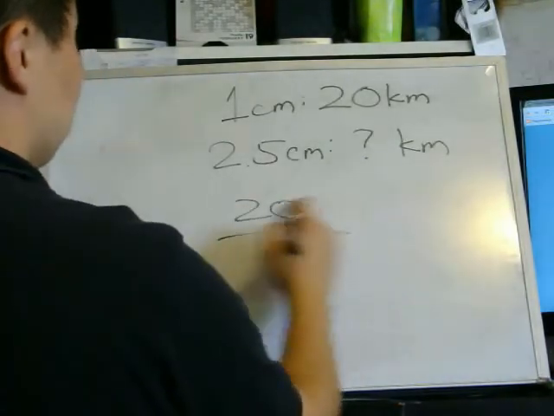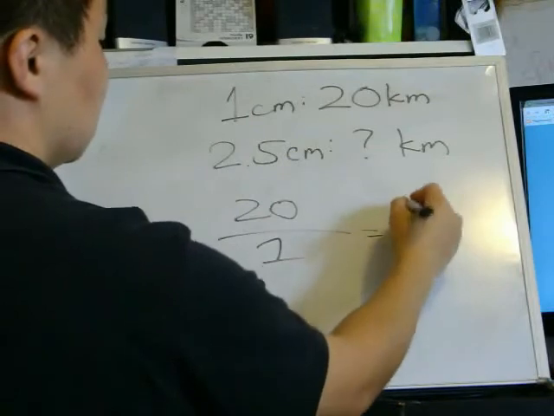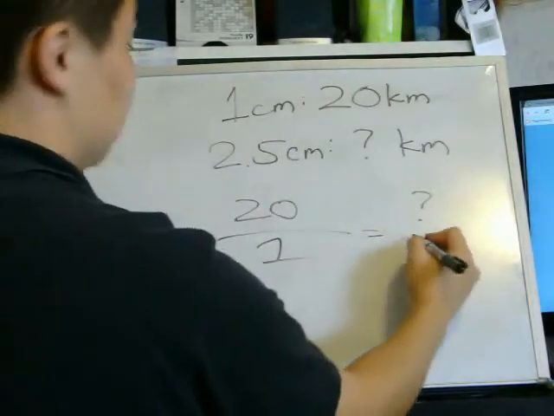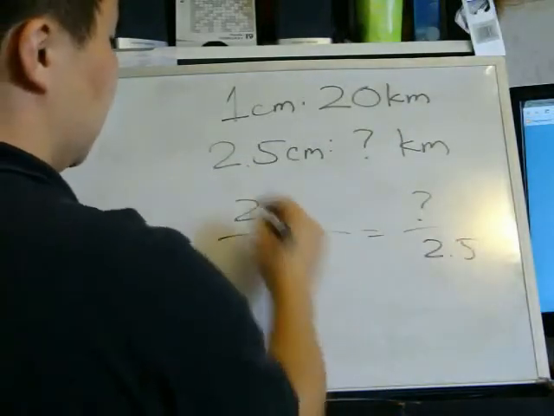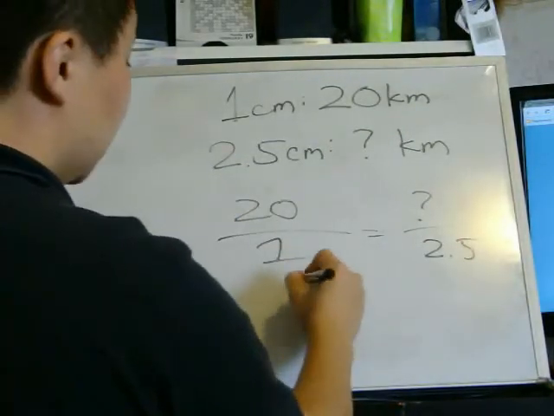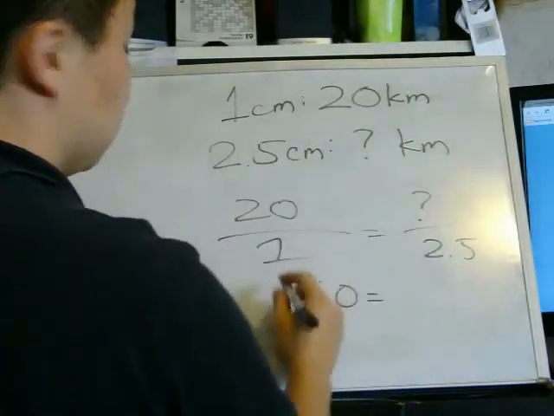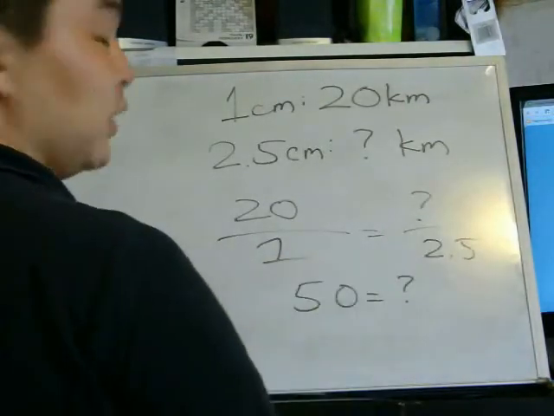20 kilometers over 1 centimeter equals unknown kilometers over 2.5 centimeters. Cross multiply, you get 20 times 2.5, which is 50, equals unknown times 1, which is the same as unknown, 50 kilometers.